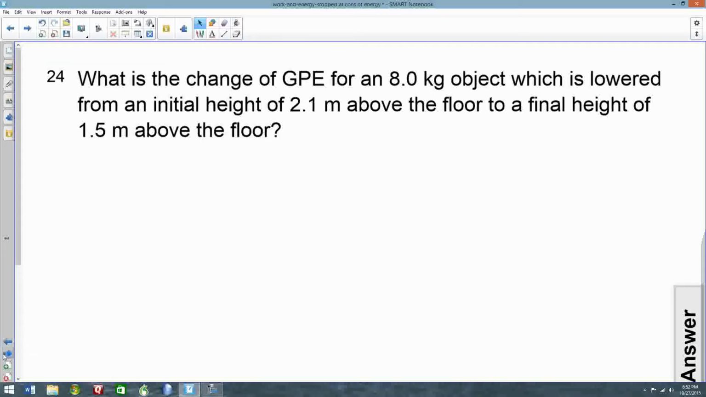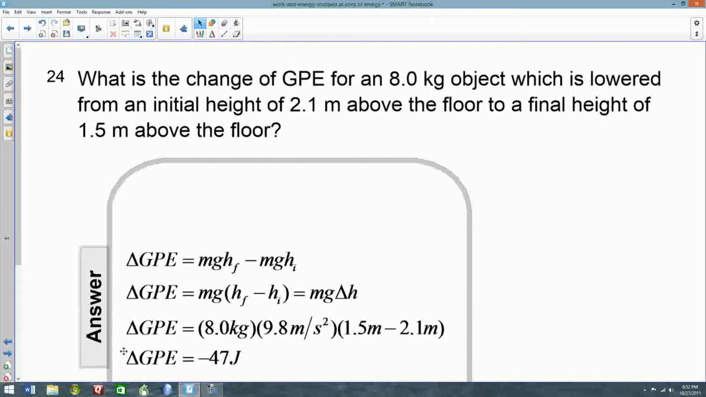What is the change of gravitational potential energy for an 8.0 kilogram object which is lowered from an initial height of 2.1 meters above the floor to a final height of 1.5 meters above the floor? The gravitational potential energy is equal to mgh. The change in gravitational potential energy is equal to mgh final minus mgh initial. Substituting in the numbers, we end up here with negative 47 joules.